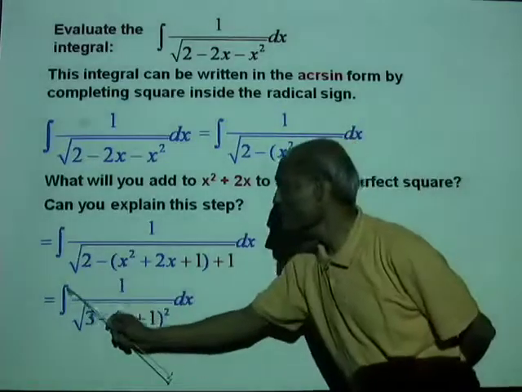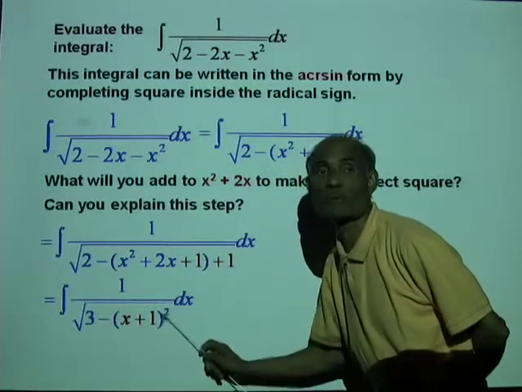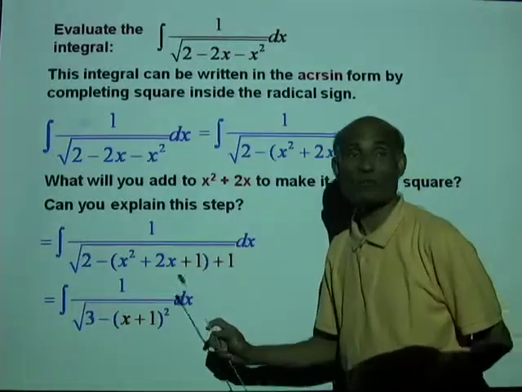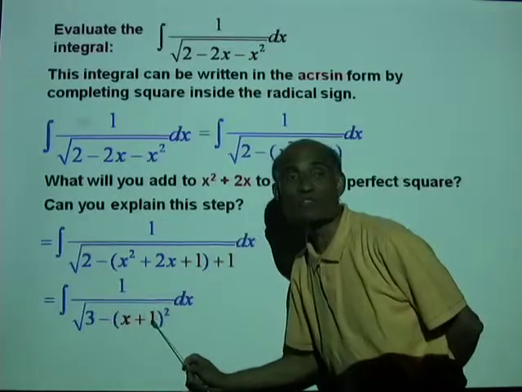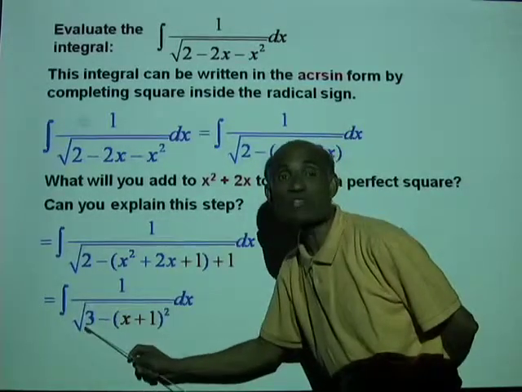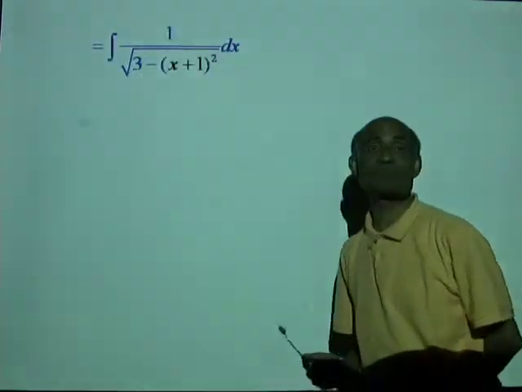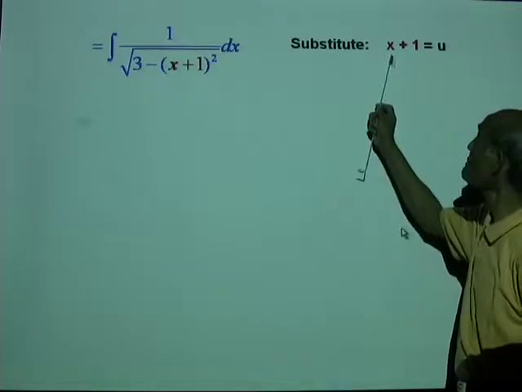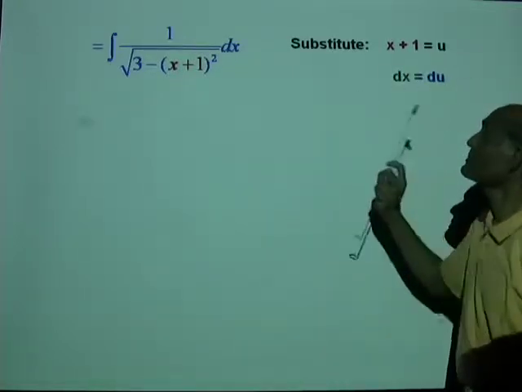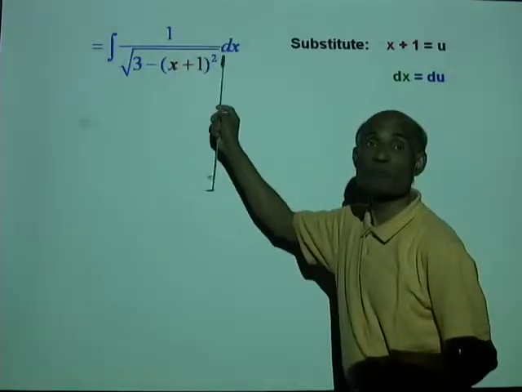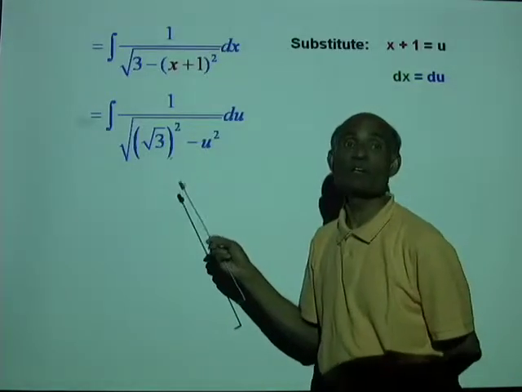Alright, so this will be integral 1 over square root 3 minus x plus 1 squared. Now this is of the form 1 over square root a squared minus u squared, where a is square root of 3, a squared is 3, and u is x plus 1. That's right. So we substitute x plus 1 equal to u. That will give dx equal to du. So x plus 1 becomes u, dx becomes du. Here we have our next form.